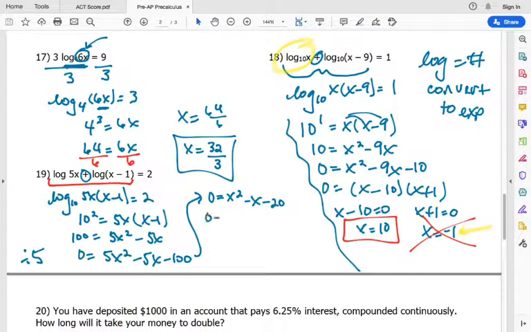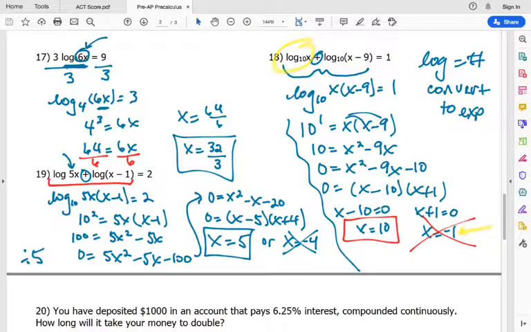Then factoring that, I get 0 equals x minus 5 times x plus 4. That's how that would factor. So my solutions are x equals 5 or x equals negative 4. Remember, when you plug those back in, like if I plug in that negative 4 here, I'll be taking the log of a negative 20, which is not possible. So that answer cannot be used, and this is our only solution for that one.